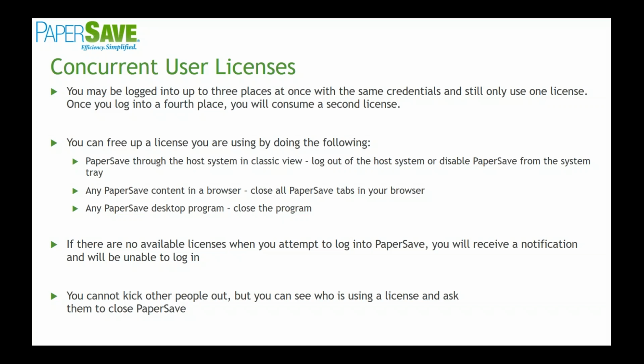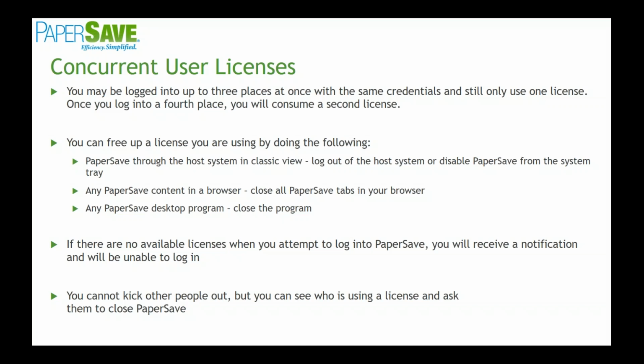Okay. You can free up licenses by basically getting out of whatever area is consuming that license. So if you're in the full database view, you have a few options. You can either just close out of your session entirely, or you can actually disable your PaperSave session from the system tray. That means you can continue working in Raiser's Edge or Financial Edge database view. You just won't be able to interact with PaperSave. If you have PaperSave content open in a browser, you can close out of that browser tab or close out of the browser entirely, and that will release that license.